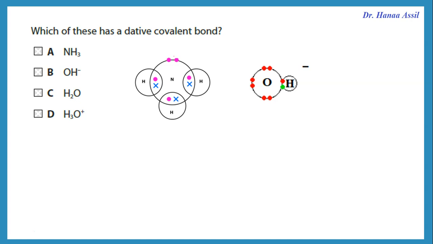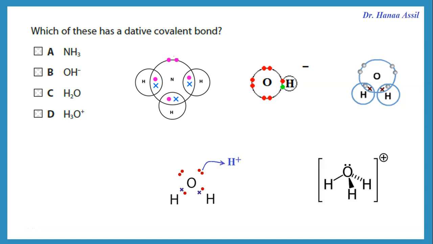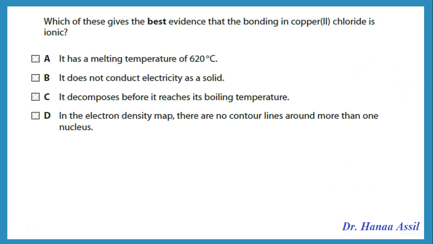Hydroxide also has shared electrons, one from oxygen, one from hydrogen. Water, shared electrons, one from oxygen, one from hydrogen. What about hydronium? In order to make the hydronium H3O plus ion, one of the lone pairs of electrons on the oxygen is used to make a dative bond with an H plus, in which both electrons come from the oxygen. So this is the one that has a dative covalent bond.